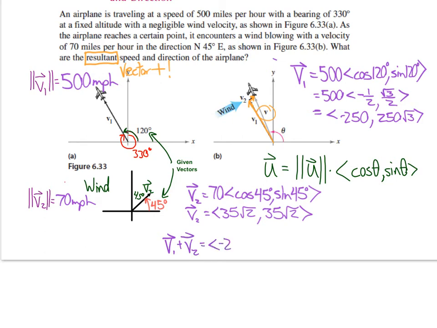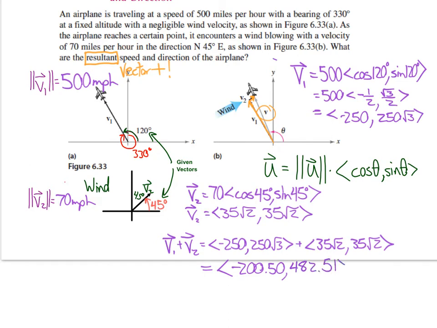V1 is negative 250, 250 root 3. V2 is 35 root 2, 35 root 2. Okay? We add those together. And we could even do this as a decimal. We have a negative 250 plus 35 root 2, which is a negative 200.50. And then we do 250 root 3 plus 35 root 2, which is 482.51. All right? So, there is the resultant vector. That's what's happening right here. Okay? So this is telling us what the plane actually does.